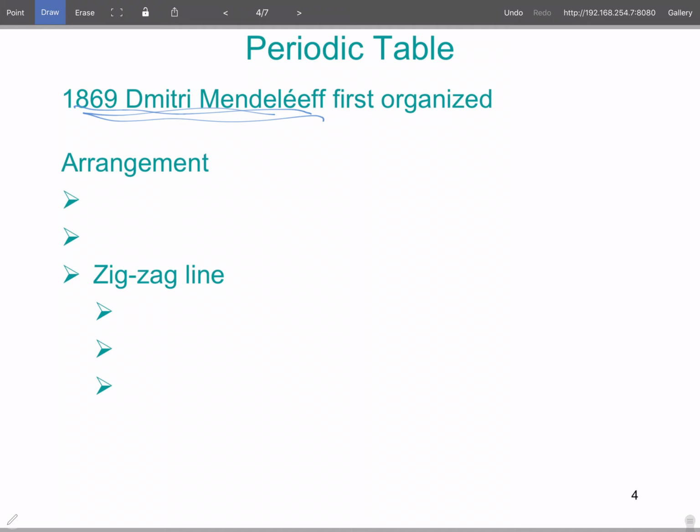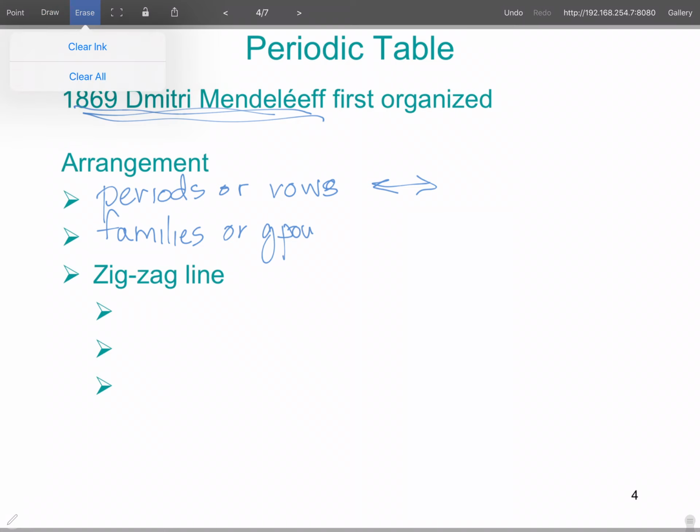So in general, the periodic table is arranged with periods, or rows, in the horizontal lines going side to side. If you're going up and down, we call those families or groups. So if we talk about a family, we're talking about them.